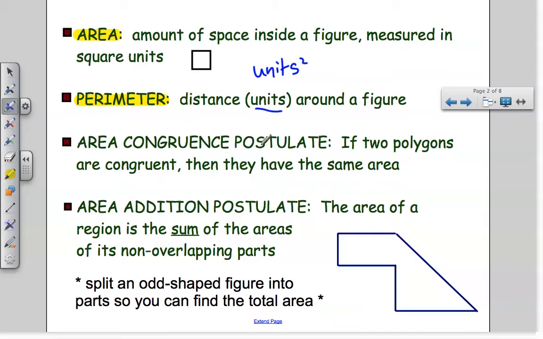This area congruence postulate is pretty profound. If two polygons are congruent, then they have the same area. That kind of makes sense. If two polygons are congruent, they're the exact same size and shape, so obviously they have the same area.